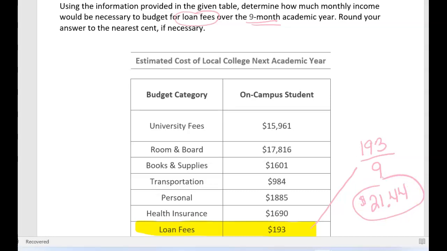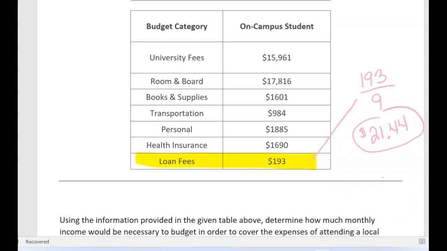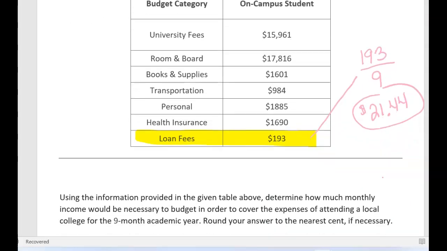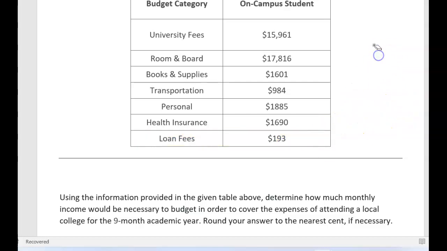And we have one more question regarding this chart. Using the information in the table, determine how much monthly income would be necessary to budget in order to cover the expenses of attending the college. So that means all of the expenses, not just one small category. So in this one, and in order to keep my chart where we can see it, we want to add up all of these numbers to see how much going to campus will cost us.